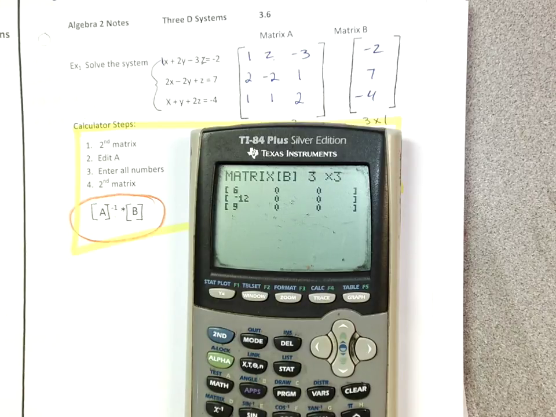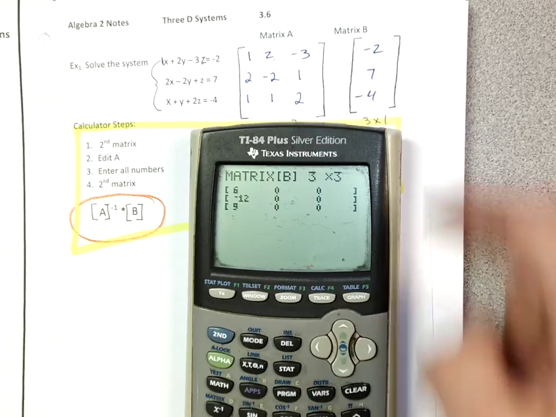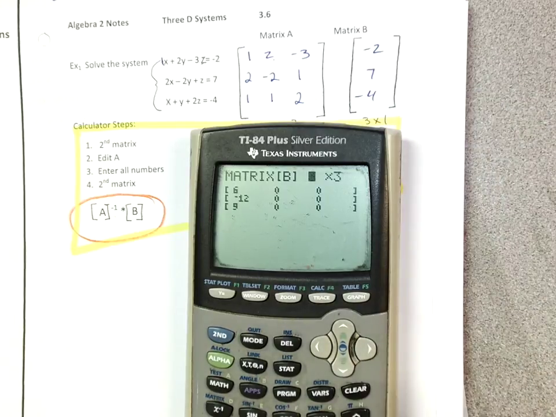Now, mine says 3 by 3. I don't want it to be 3 by 3. I want it to be 3 by 1, don't I? So I go 3, enter, 1, enter, okay? So it makes the right size matrix, right? Okay, everybody good? And then I'm going to put my numbers in. I'm going to go -2, enter, 7, enter, -4, enter, okay? So I've made A and I've made B.